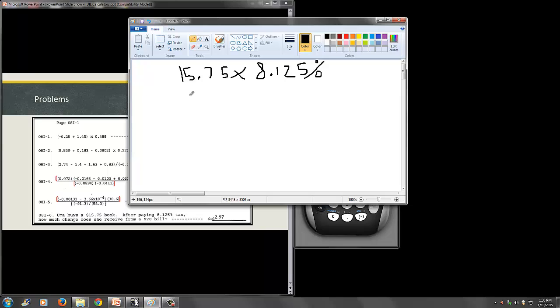Because when you go to the store and buy a bag of chips that costs 99 cents, you don't pay 99 cents. You pay like $1.07 because they charge you taxes. Same thing here with the book. They always charge you tax for everything, okay?